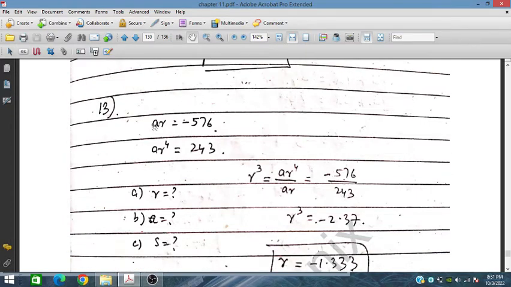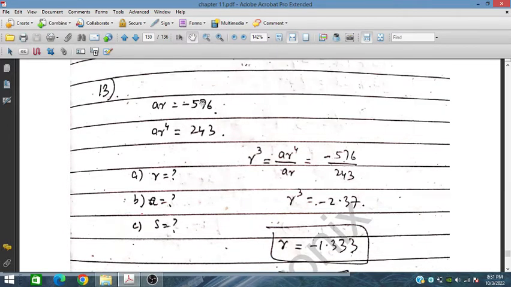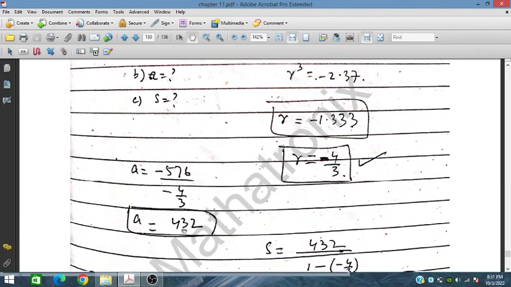To get the value of a, we will divide this by r, which is minus 4 upon 3. If we divide this by minus 4 upon 3, we get the value of a, which is 432.